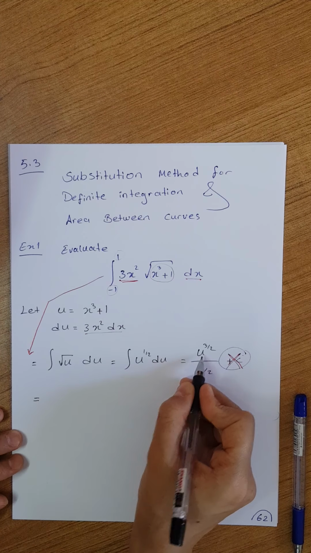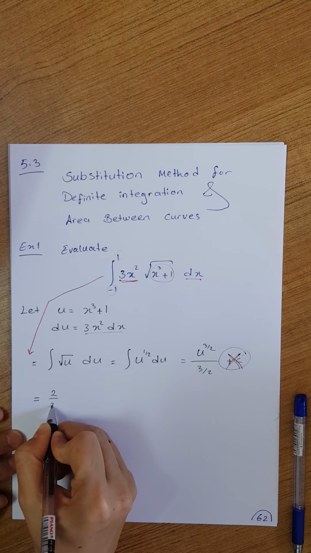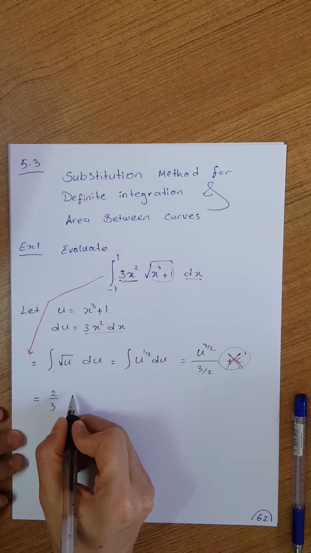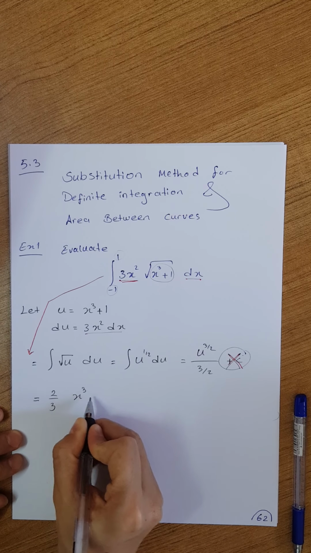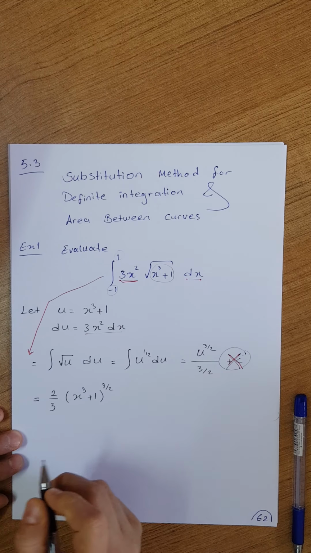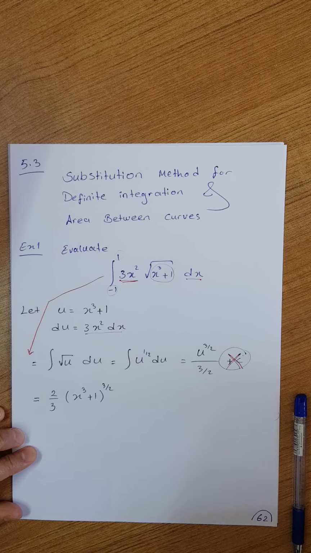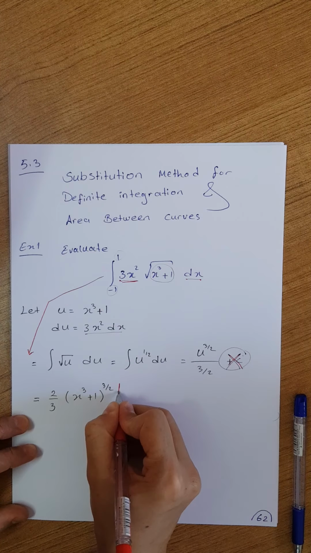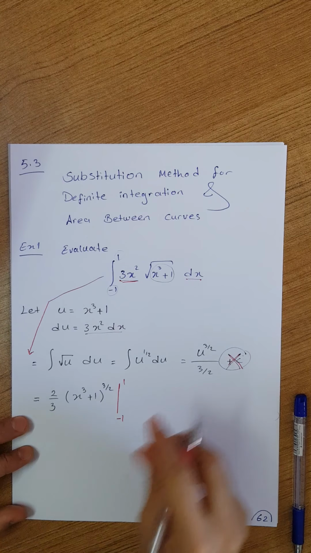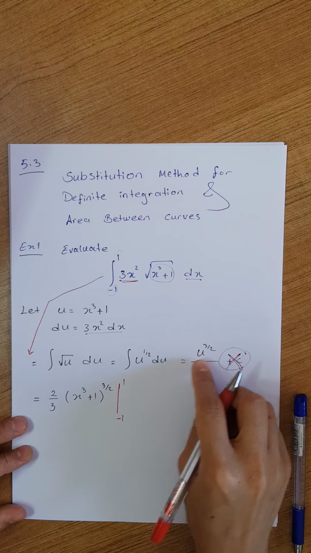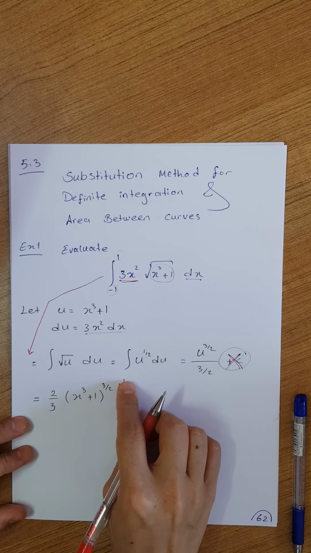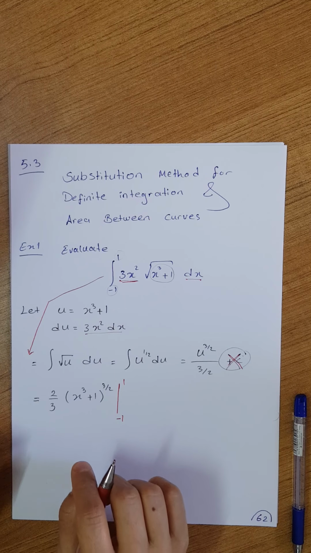Okay, so that will equal to what? 2 over 3, because I'm taking this one also up. Instead of u, what do I have? I have got x to the power of 3 plus 1, all to the power of 3 over 2. Now what will I do? I will write here from -1 to 1. Why? Because I changed u back to x. And what are the bounds for x? It is -1 and 1. Okay, so is that obvious?